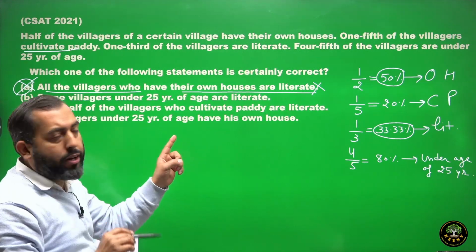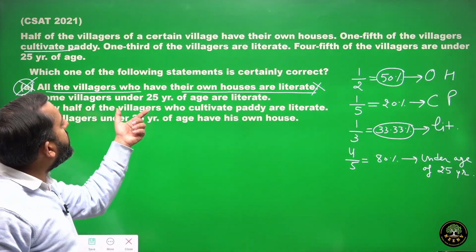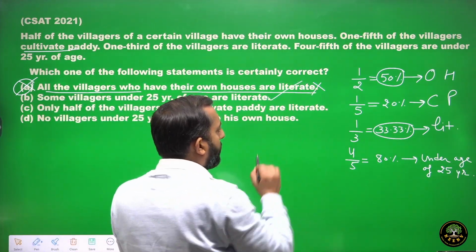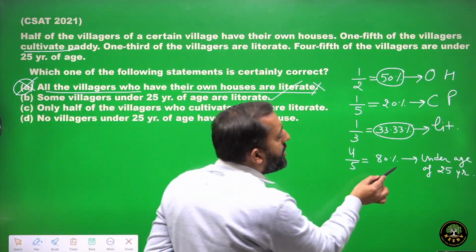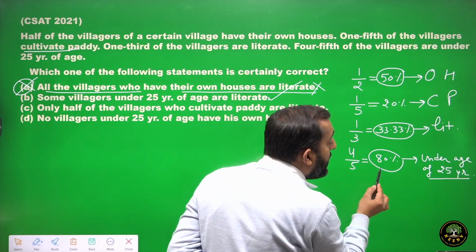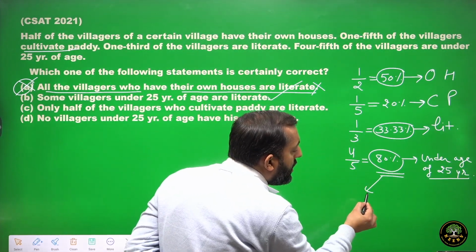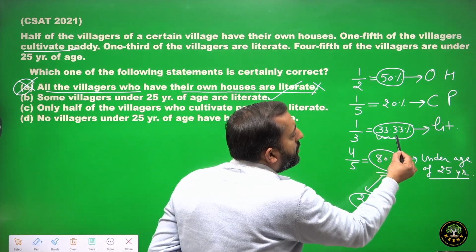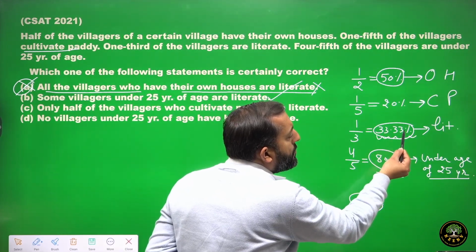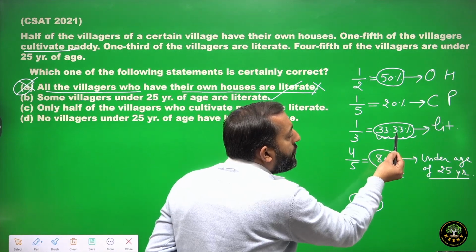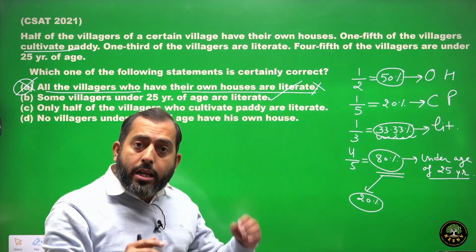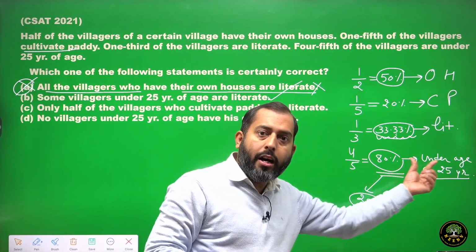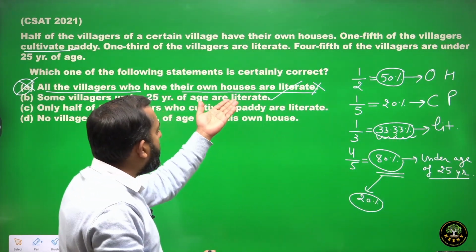Let's check out the second one. Some villagers under 25 years of age are literate. This has to be true here. Why? Now see, how many villagers are under the age of 25? 80%. What is the remaining number of villagers? 20%. Now I can see the literate percentage is 33.33%. Out of it, if I subtract 20, we are still left with some more value. That must belong to the under-25 group. Hence, this has to be true.